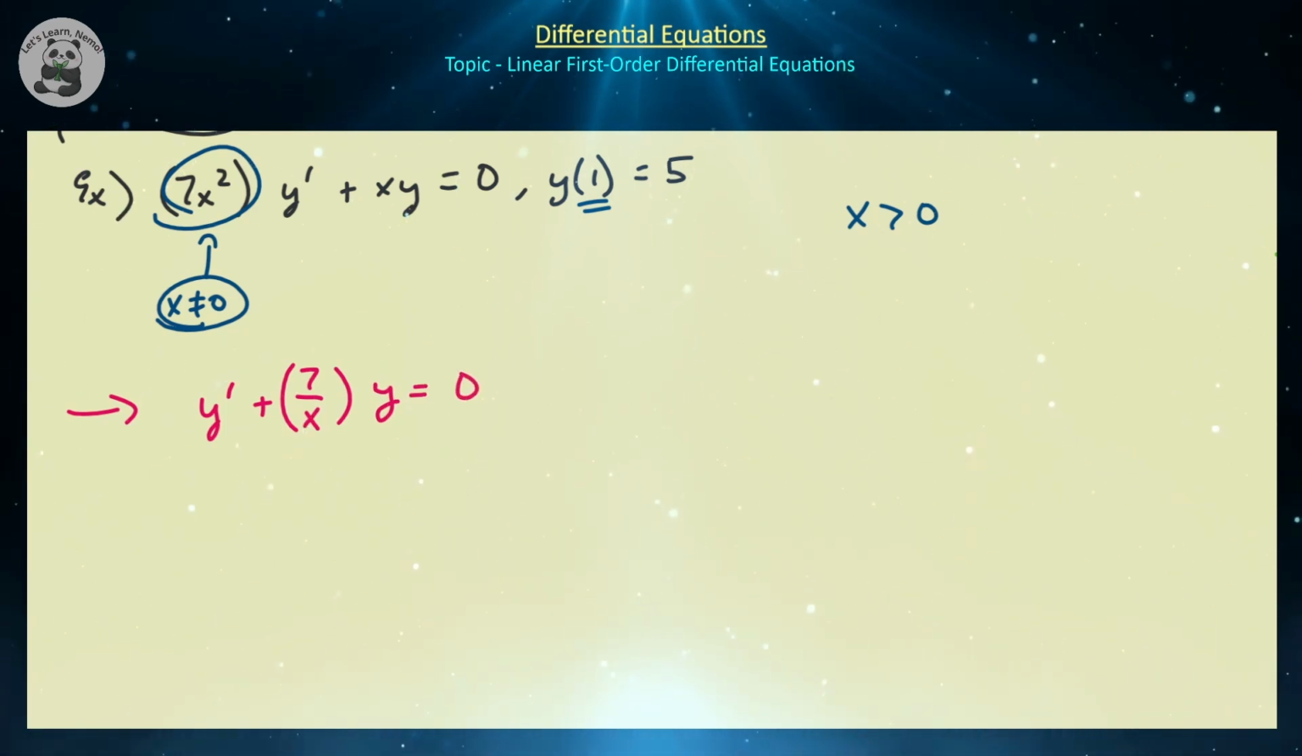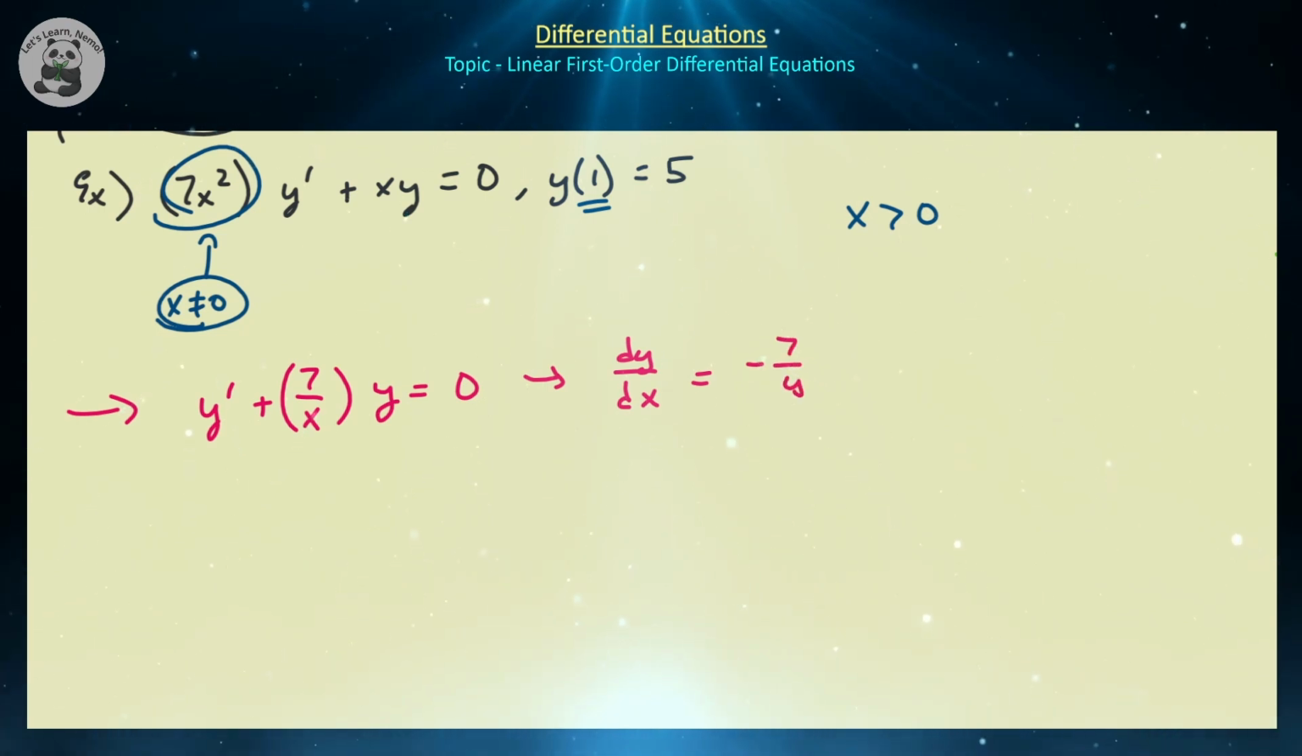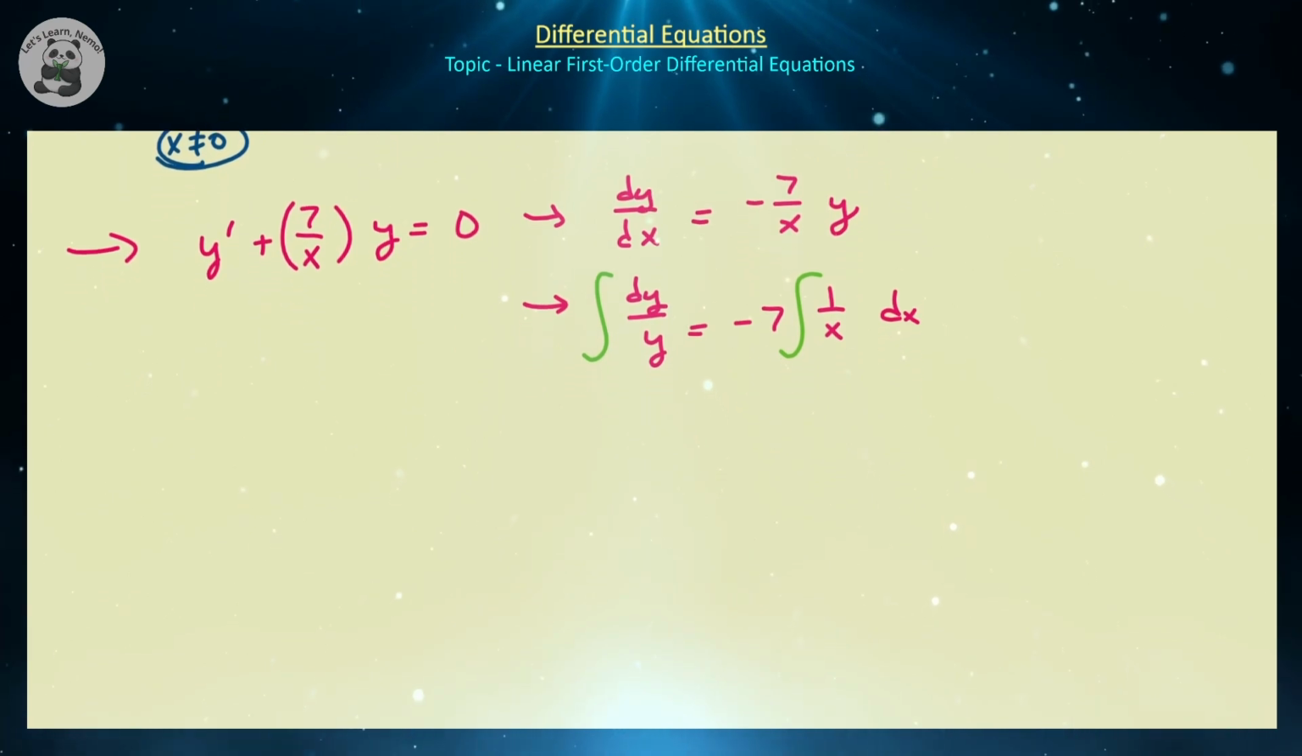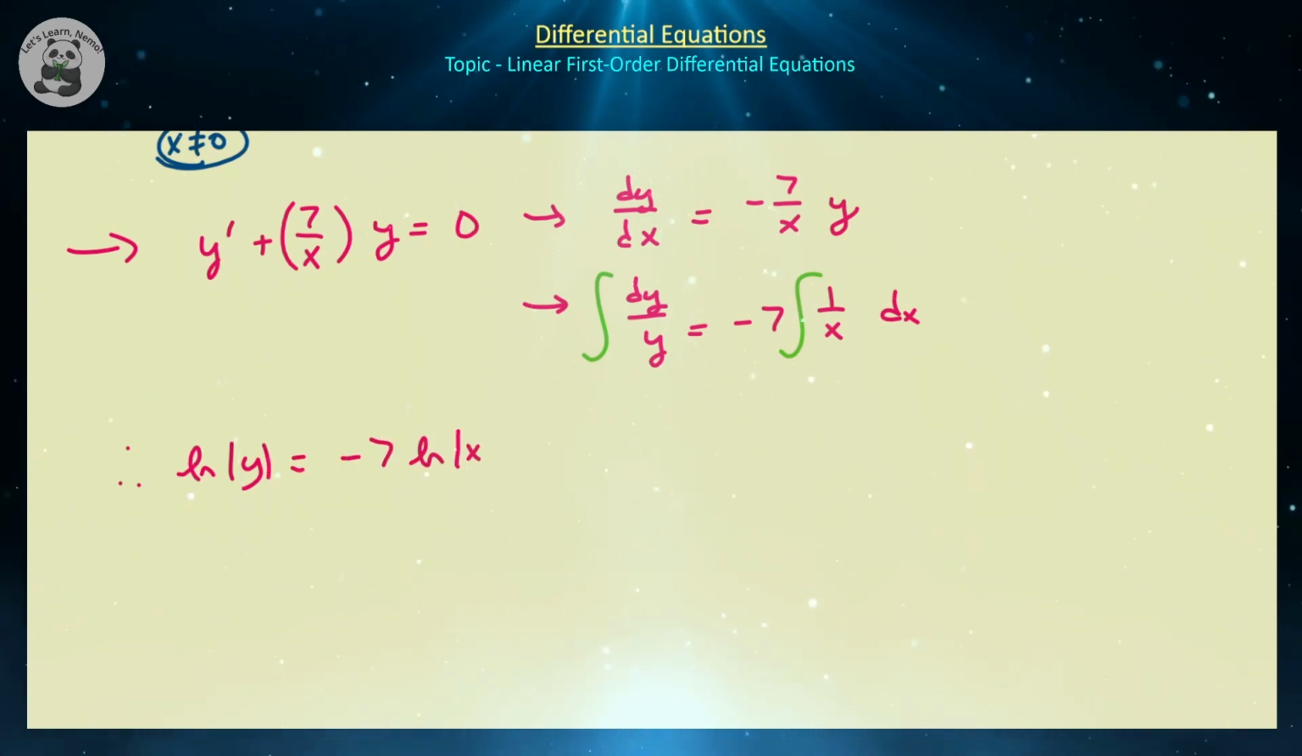And then we can start isolating. We can write this as dy over dx is equal to minus 7 over x times y. Then we can isolate, so we have dy over y is equal to minus 7 times 1 over x dx, and then we can integrate. So once we have this, what do we have? This gives us the natural log of the absolute value of y equal to minus 7 times the natural log of the absolute value of x plus some arbitrary constant c.